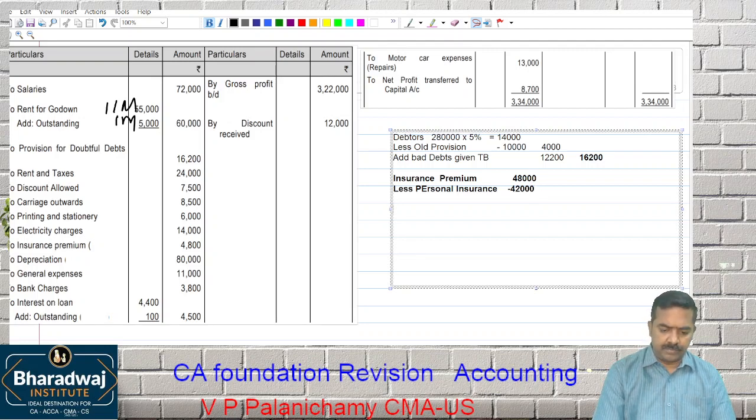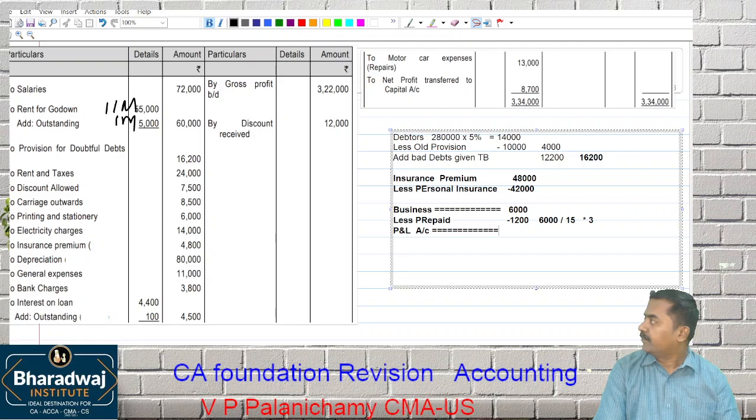So the business purpose portion is 6,000 less prepaid. Prepaid how much? 1,200. How 1,200? 6,000 is paid for 15 months, so what is it for 3 months? So the amount charged in the P&L account will be how much? 4,800.